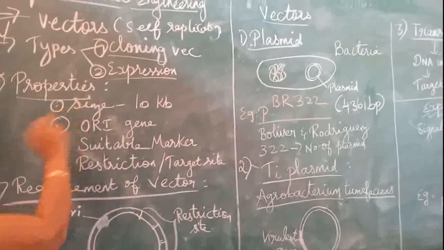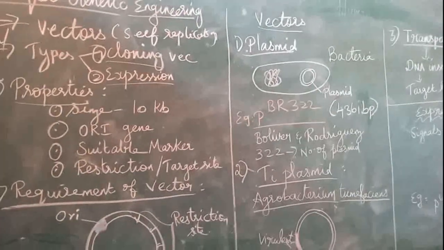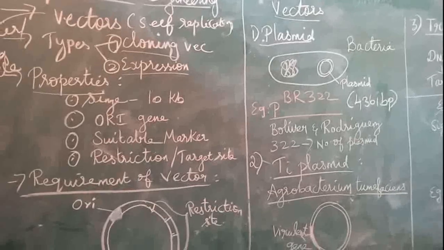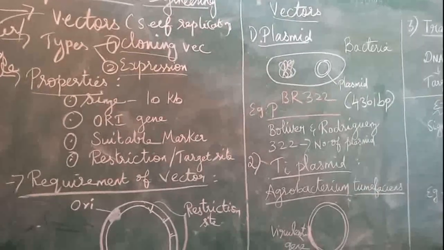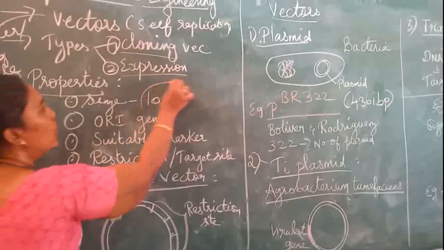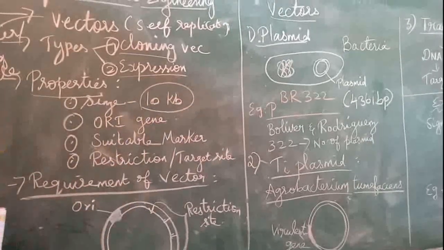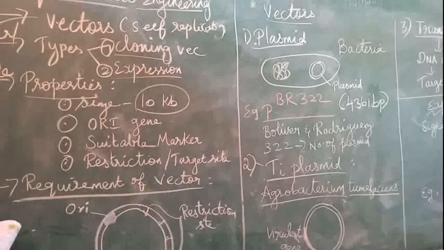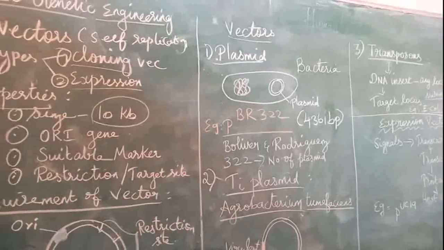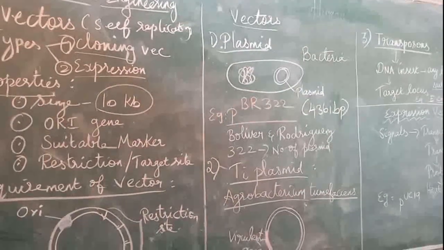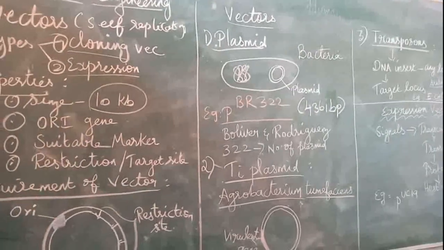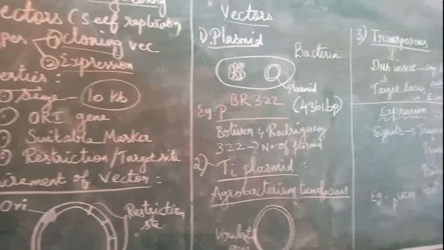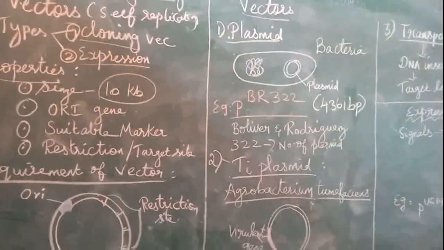The first property is the size. If the vector is very large in size, is it possible to insert it into the host organism? Certainly not. The size of the vector should be very, very small. It has a molecular weight below 10 kilo base pairs. So it is small in size and has a low molecular weight, occupying less than 10 kilo base. So it has the ability to enter the host cell easily.